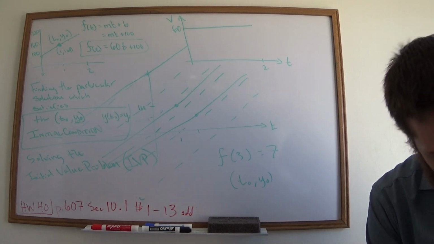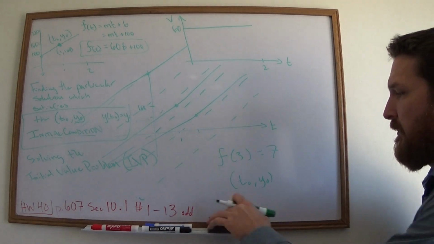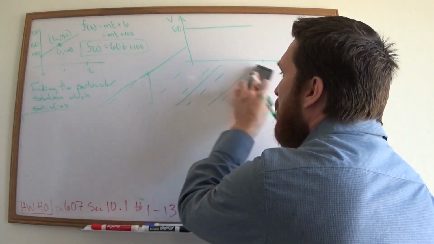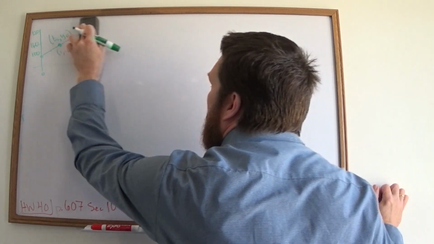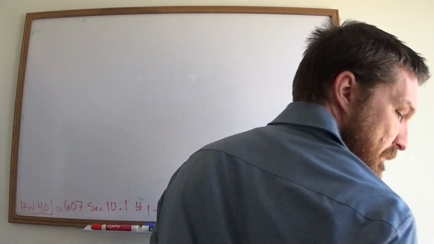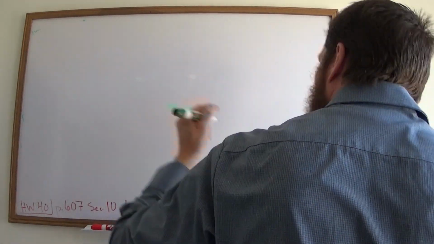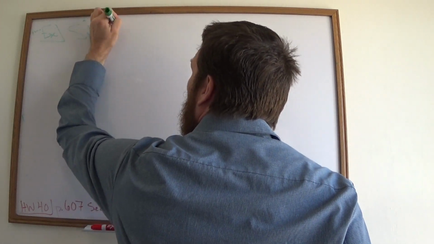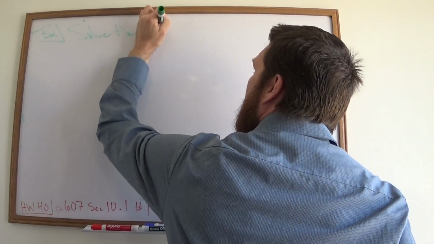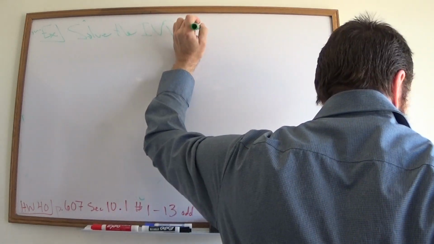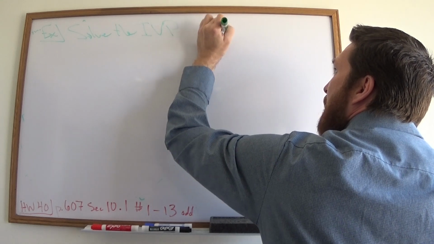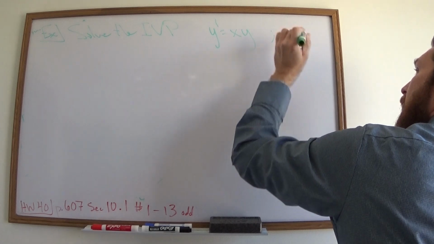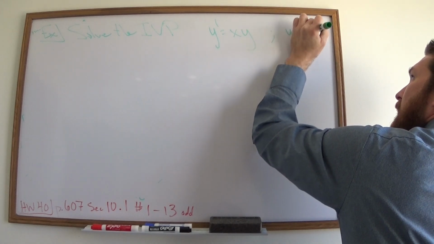Final, we're almost done. We have one quick one. Everybody with me so far? Yeah. Okay. So, very last thing. Solve the IVP y prime equals x y, given that y of 0 equals 2.